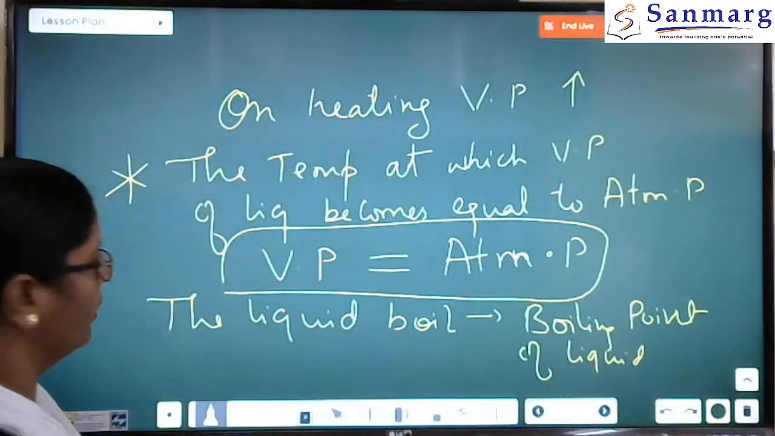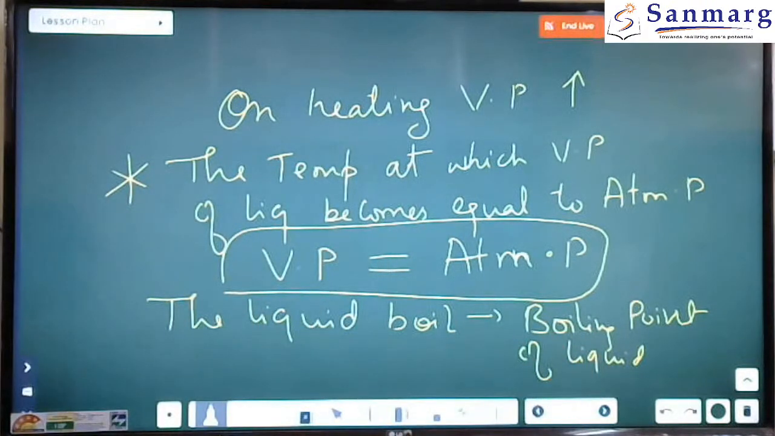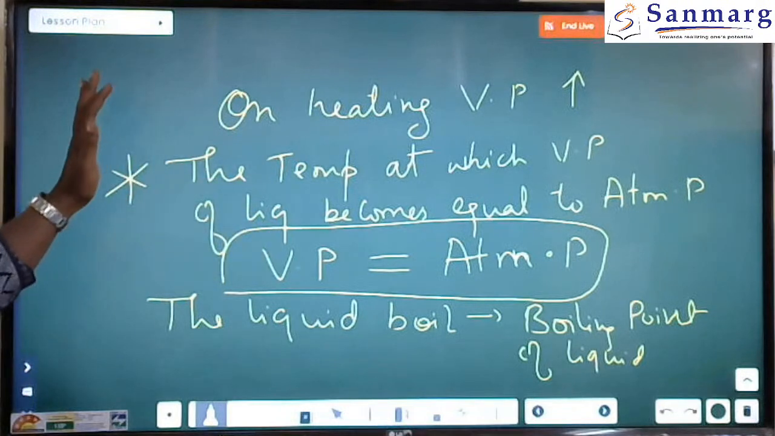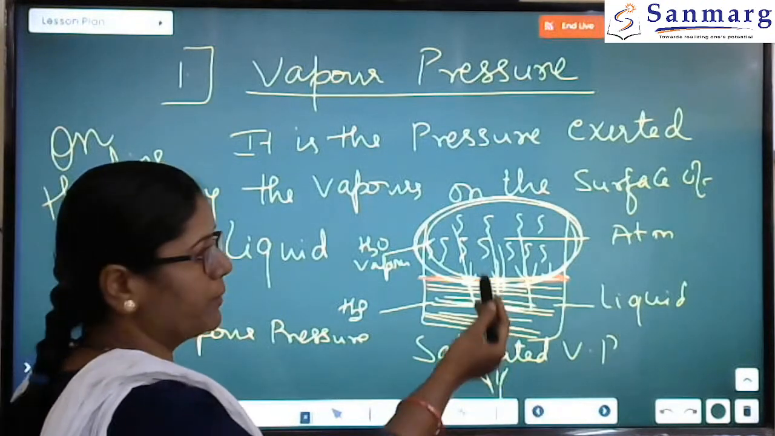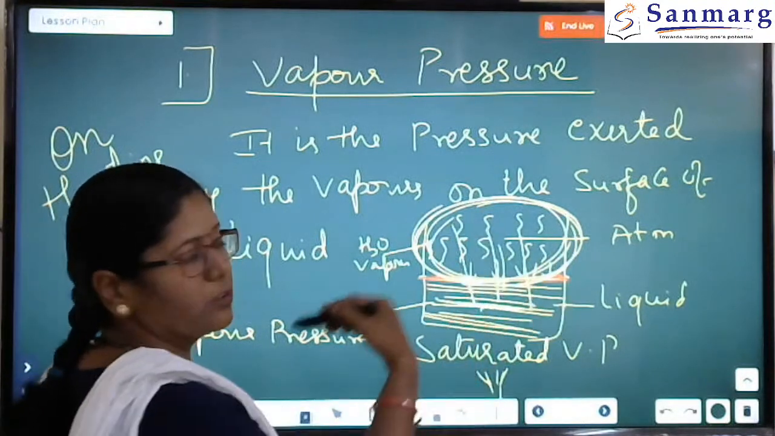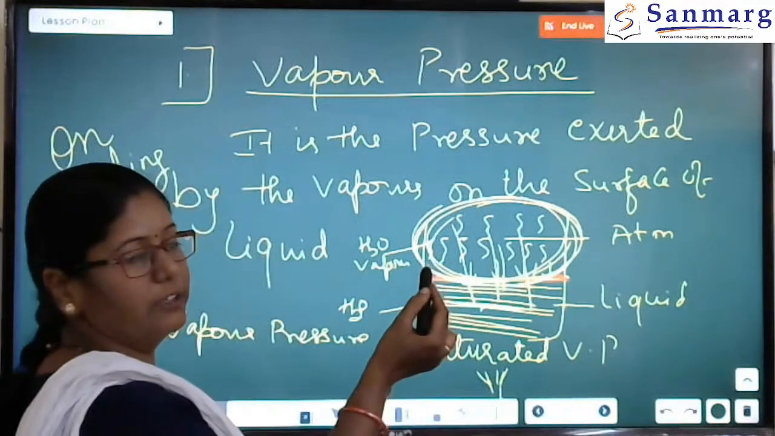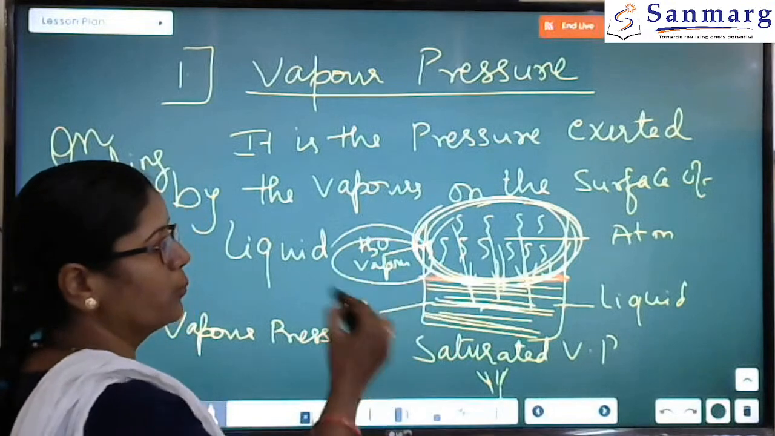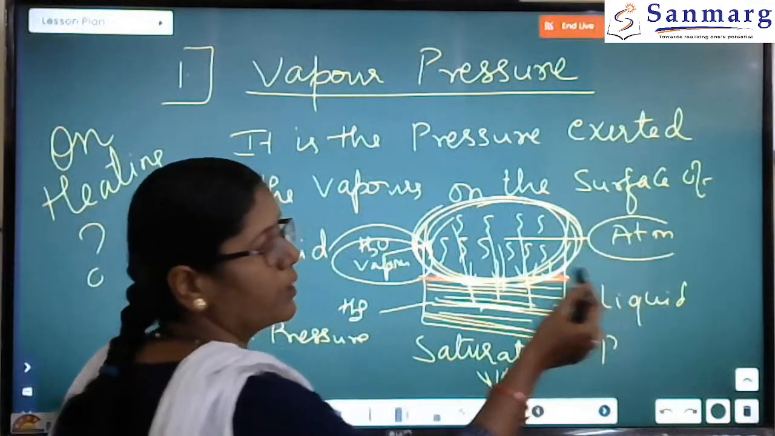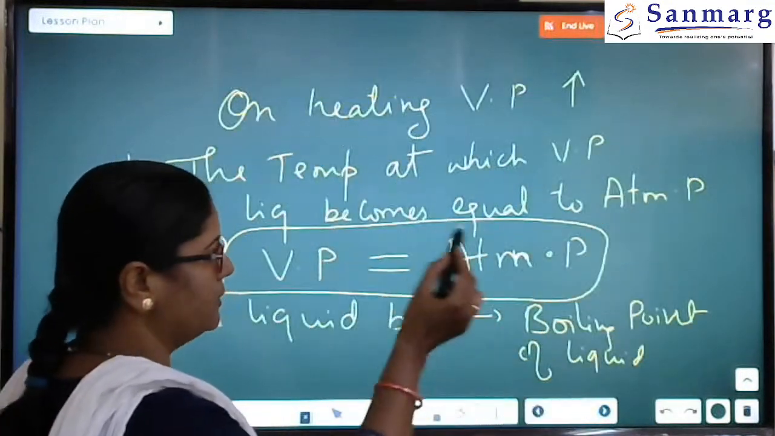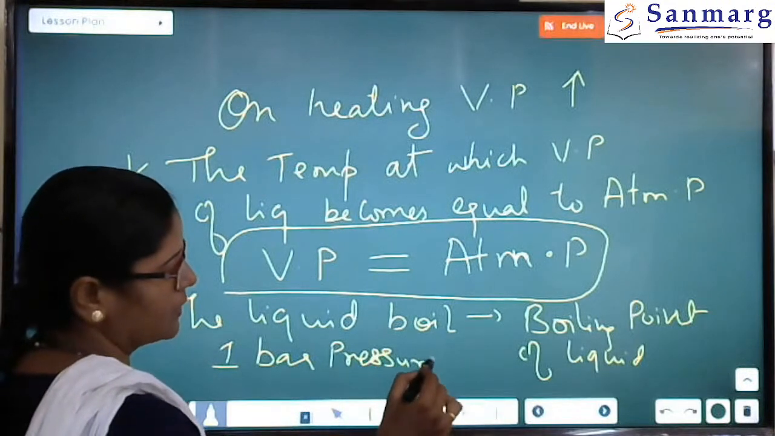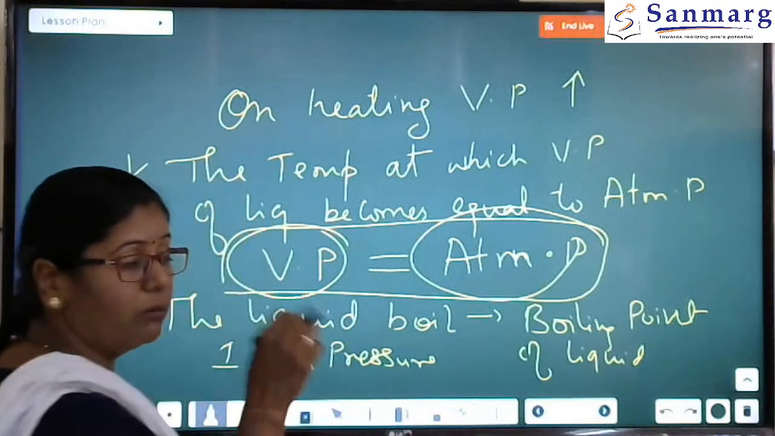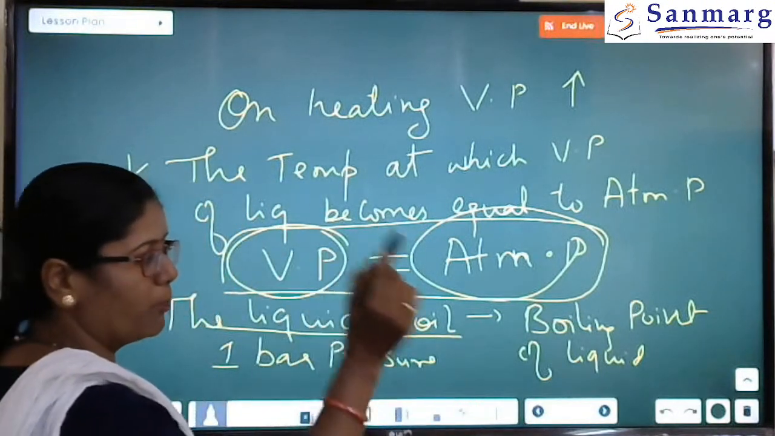So what is the boiling point of a liquid? Once again, on heating, vapor pressure increases, the number of vapors increases. So the temperature at which the pressure due to vapor becomes equal to atmospheric pressure. Atmospheric pressure is 1 bar pressure. When the two become equal, the liquid boils, and that temperature or point is called the boiling point.